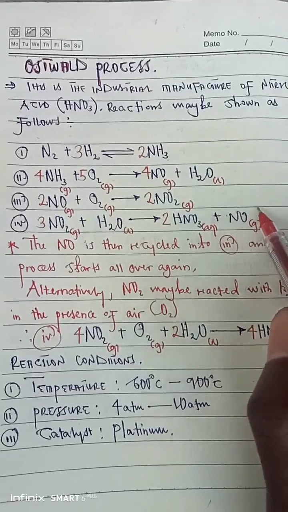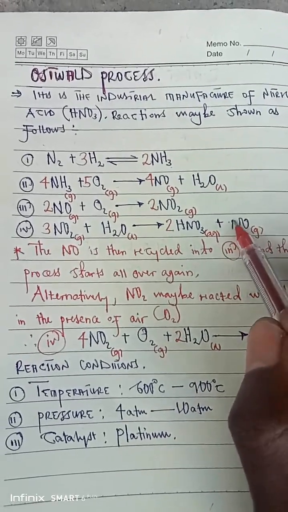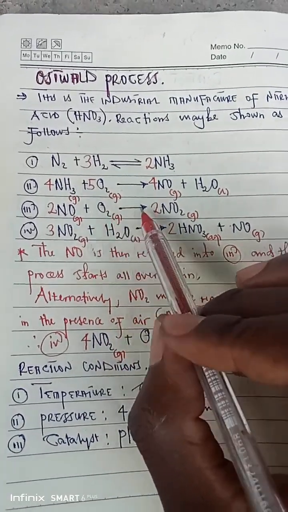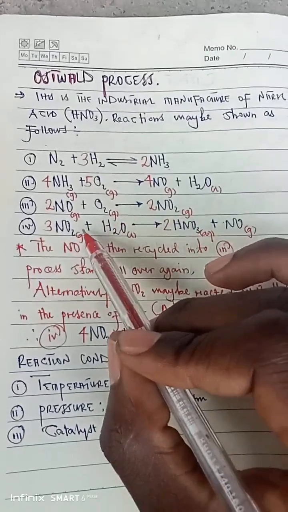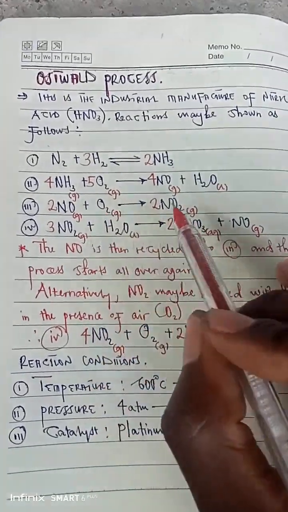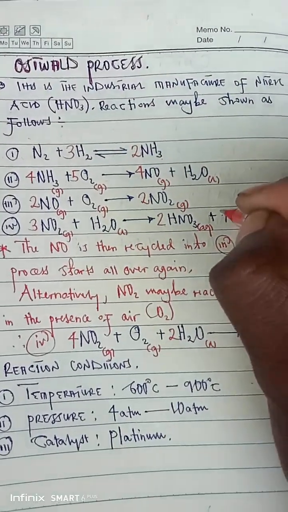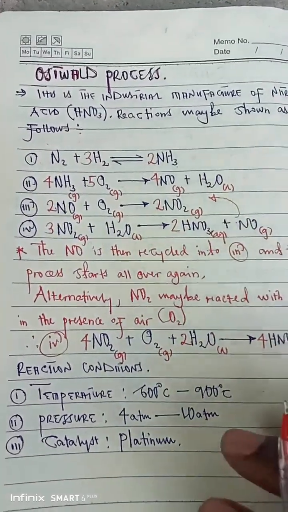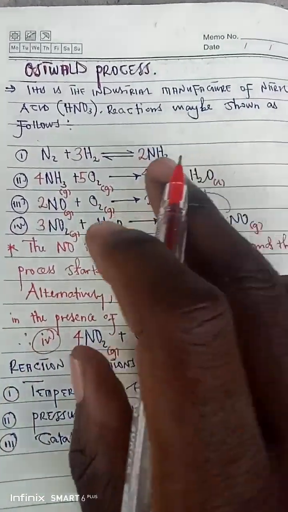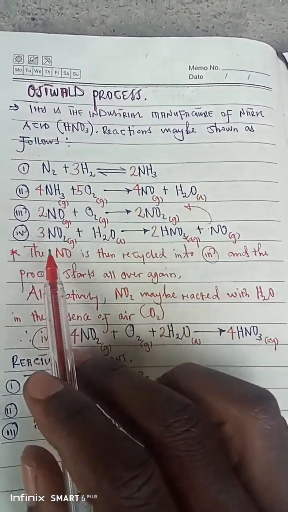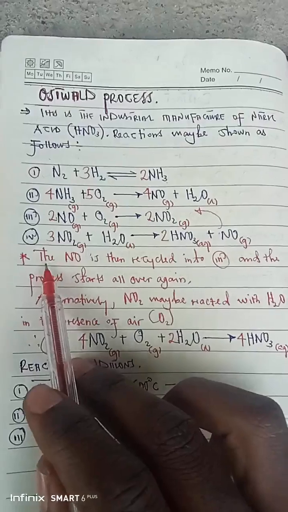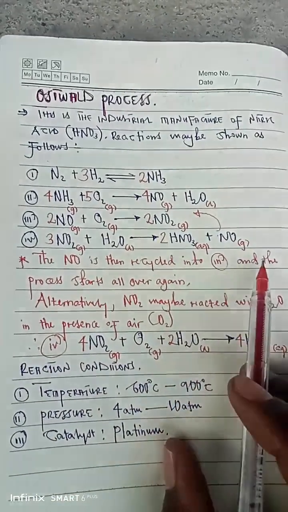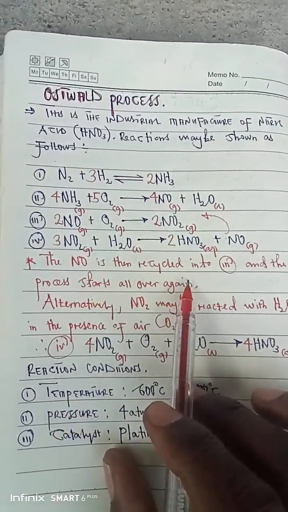When the nitrogen monoxide gas has been produced, it can again be reacted with oxygen to form nitrogen dioxide, and the whole process continues again. So this nitrogen monoxide can be recycled back into equation number 3, and the process will continue. That's why I have written it for you like this, to say that the nitrogen monoxide is recycled into equation 3, and the process starts all over again.